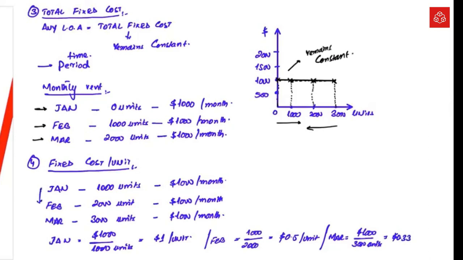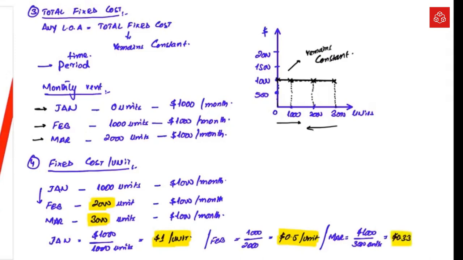Now, what is happening basically in this example? From January to February, the level of activity increases from 1,000 to 2,000 units. And what happened to the fixed cost per unit? In January, we had a fixed cost of $1 per unit, and it decreases to $0.5 per unit in February. Then in March, I further increased my level of activity from 2,000 to 3,000 units, and my fixed cost per unit, from February's $0.50, further decreased to 0.33.